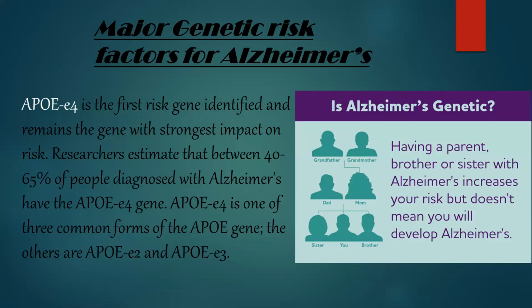What is APOE4? It is the strongest risk factor gene for Alzheimer's disease. Although inheriting APOE4 does not mean a person will definitely develop the disease. The study suggests that dementia may be caused by lipid imbalance in brain cells.